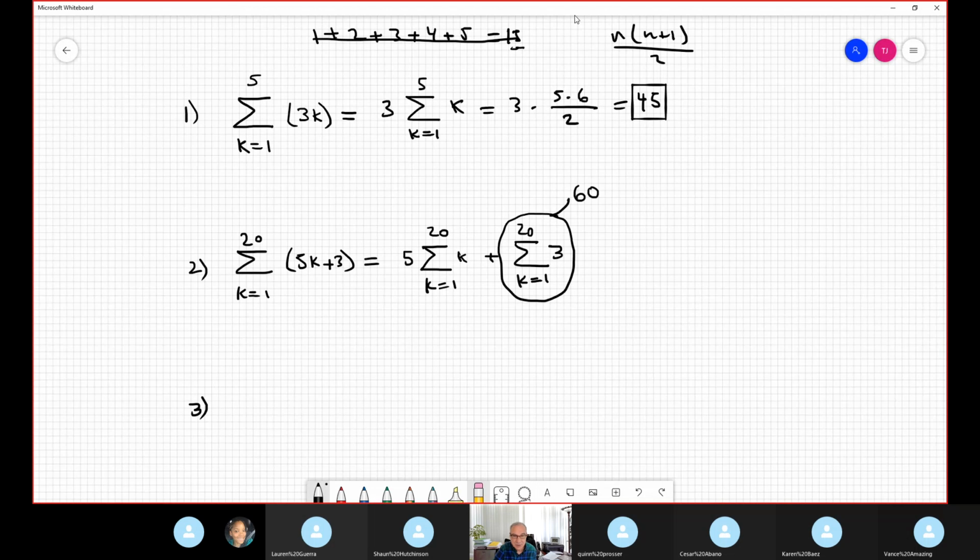And the answer of this, well, this is more complicated because this is similar to the earlier one. It's a 5, and remember the formula, which we use again: 20 times 21 divided by 2. 20 divided by 2 is 10, 10 times 21 is 210, times 5 is 1050, plus 60, don't forget the 60, is 1110. That is the answer.